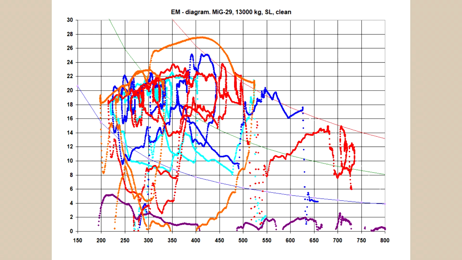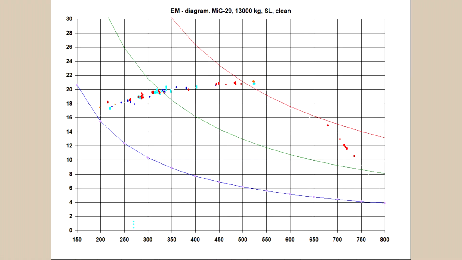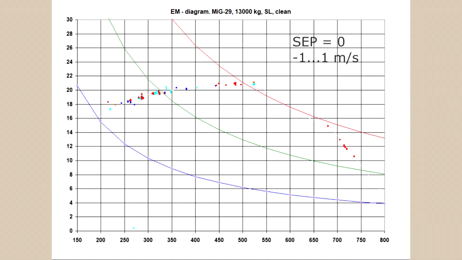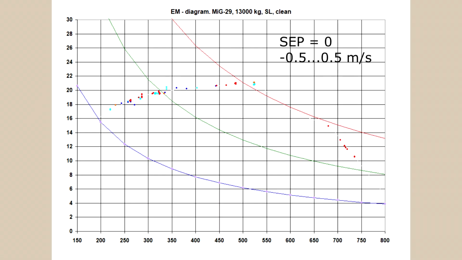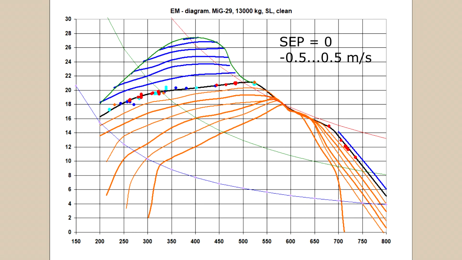Next, I begin filtering points by SEP, starting from the sustained turn region with an altitude tolerance of 200 meters. Tightening the SEP tolerance step by step, 2, 1, and 0.5 meters per second, reduces the number of valid points but also decreases their scatter along the line. Once filtered, I plot the trend line.